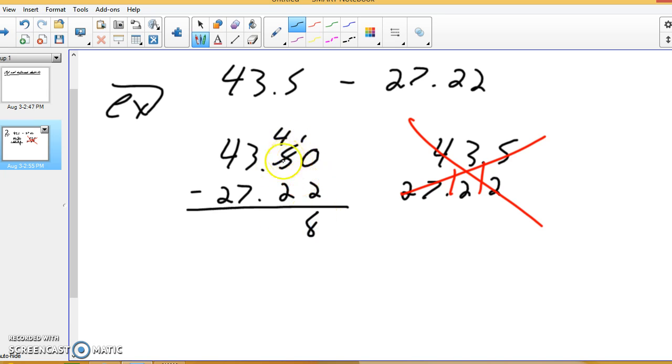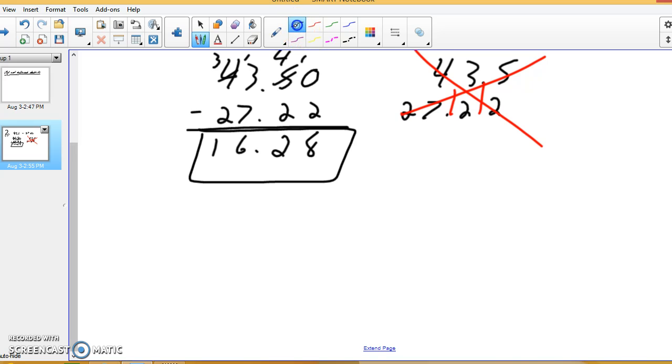So 10 minus 2 is 8, 4 minus 2 is 2, 13 minus 7 is 6, 3 minus 2 is 1, and then we just simply drop down the decimal place. So the answer to 43.5 minus 27.22 is 16.28.